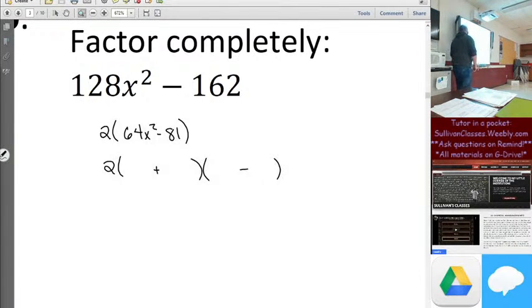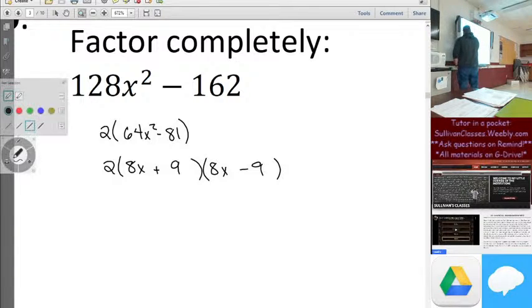So, yes, it is the square root of this thing and the square root of this thing. You got an 8x here. You got a 9 here. But the plus-minus combo is what allows it to get past not having a middle term.